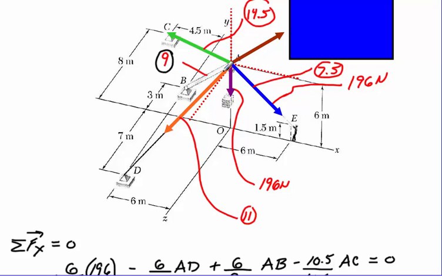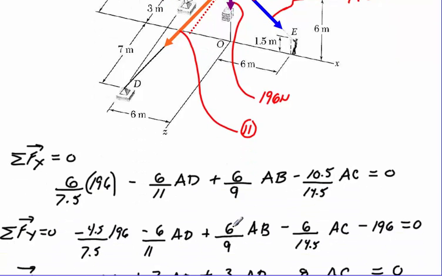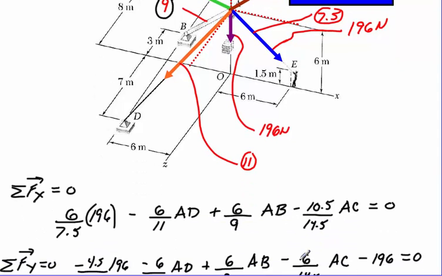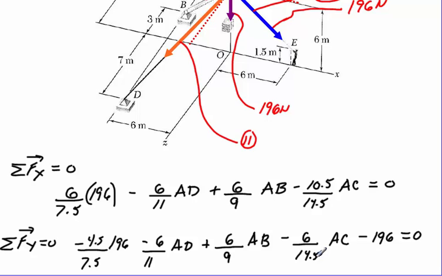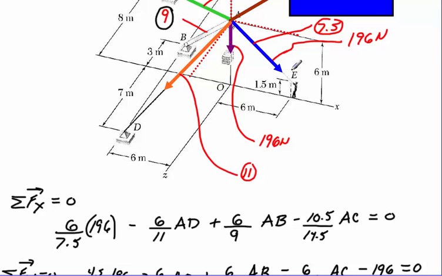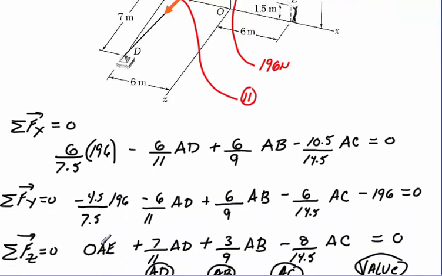I take 6, I divide it by the length of 9, and that's where this is coming from, AB. I go to AC, my vector right here. I'm going down 6. So I take negative 6, I divide it by the length 14.5 times AC, and the only other one I have is this one, minus 196. I do the same thing for Z. Now, the reason AE, it has no Z component, so I put a 0 right there.